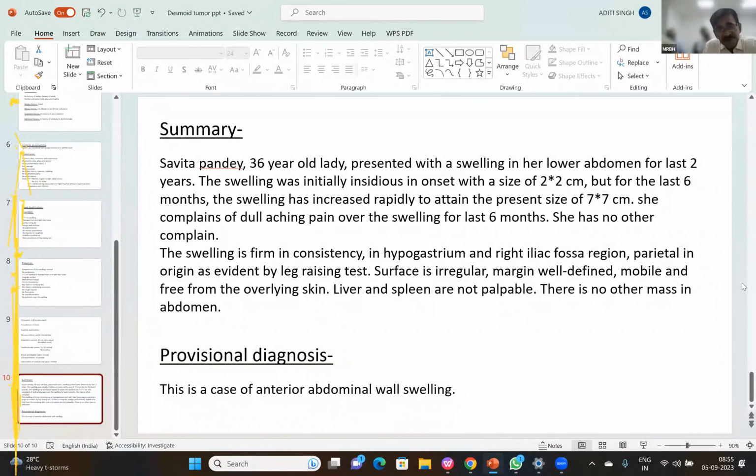Most of the recurrences occur in the initial 2 years. So in the initial 2 years, the patient will have follow-up at an interval of 3 to 6 months. Following that, the patient may be reviewed at an interval of 1 year, for a prolonged period. So regular follow-up. And in follow-up, what do you do? You take a history, do a clinical examination, and if there is suspicion, you must do imaging.